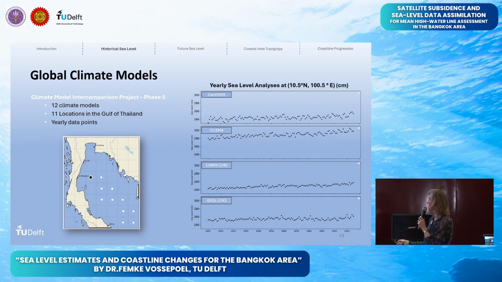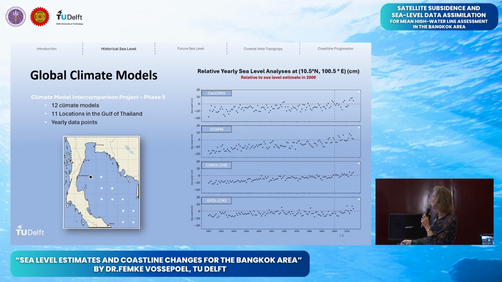Then, in terms of the time series, if you look at one single point shown here, you see that all of them tend to have sea level rise, but some of them have more sea level rise than others. So in order to have one single reference level to compare, he processed these data, and he came up with the sea level rise and the sea level variations relative to the sea level in the year 2000, shown here for this point in the Gulf of Thailand.